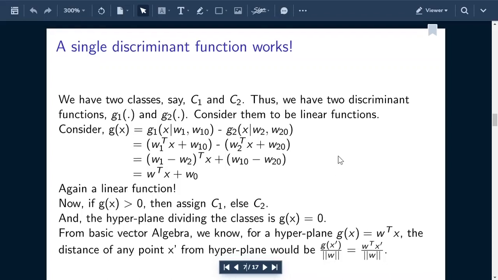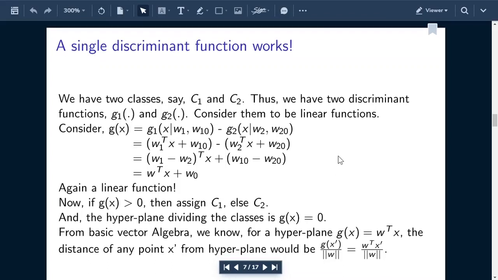Now, if you remember from basic vector algebra or 3 dimensional coordinate geometry, those of you who have covered it, if a hyperplane, let's say g of x, is given as w transpose x plus w0, then if I provide you any point in the space, say x dash, what would be the distance of that point from the hyperplane? It would be just input that point into the function and divide by the norm. So what it would be? g of x dash by mod of w.